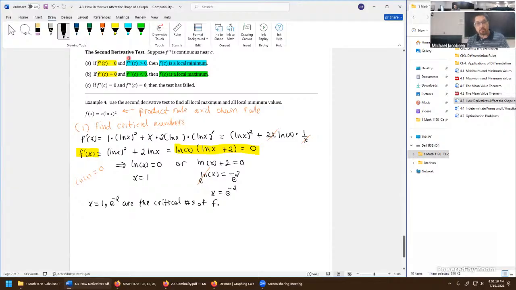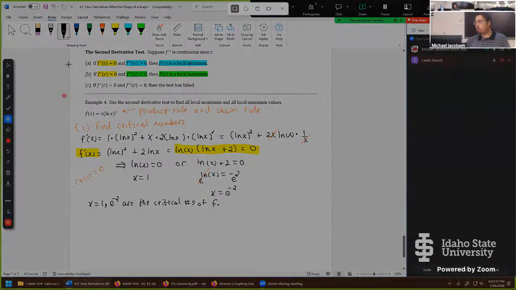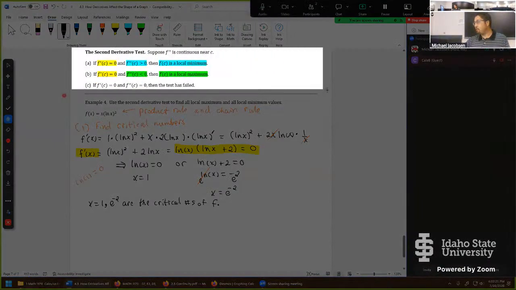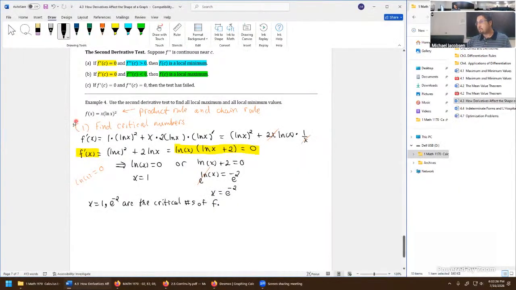So once we have critical numbers, we can now go to the next step, which is look at the sign of the second derivative at those critical numbers to determine if they're positive or negative. But before we jump into that step, we need to compute the second derivative. So that's the natural step 2 of the second derivative test. Step 2 is find f double prime at x.